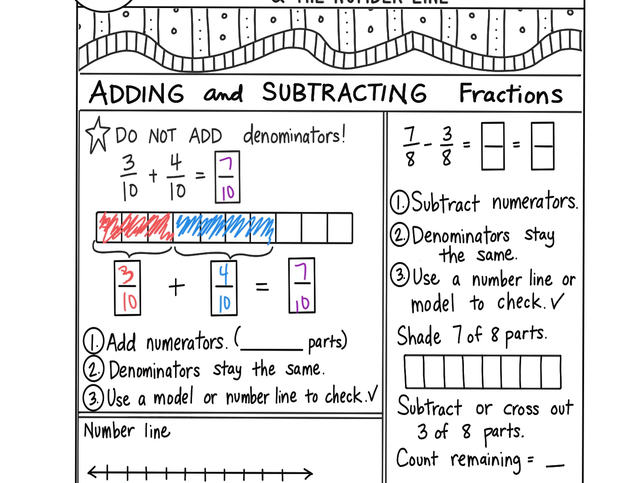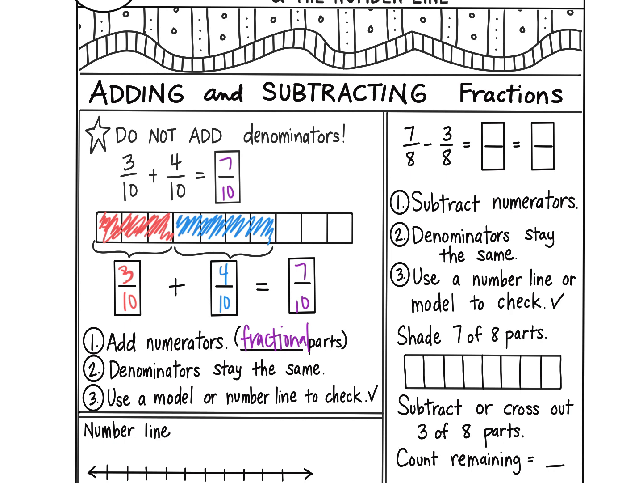Okay, so step 1 to figure out the algorithm for it: we add our numerators. Those are what we call the fractional parts. So in this model, I am shading fractional parts of the whole. The whole is the whole diagram, the whole strip diagram, which is 10 little squares. My numerators are fractional parts. The denominators will stay the same. We can use a model or a number line to check to make sure that we did it right.